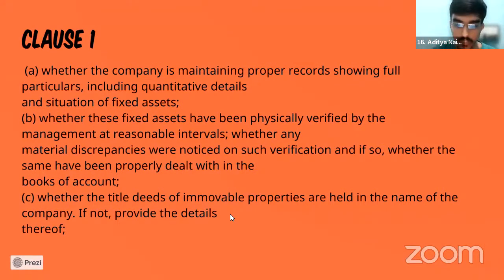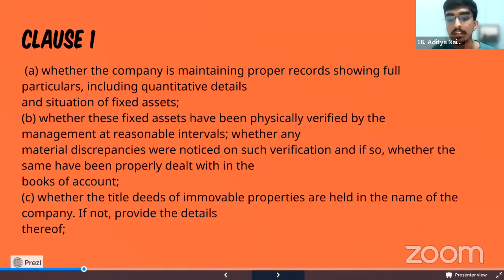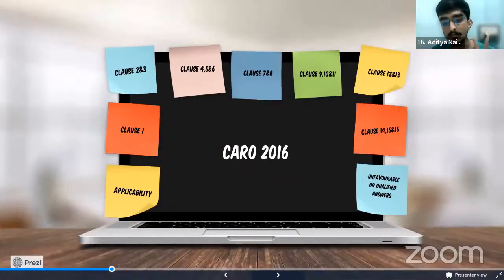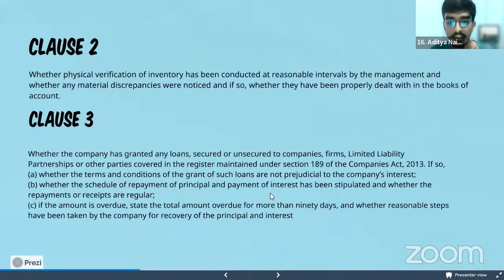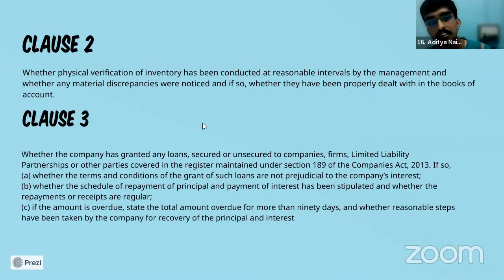The auditor has to report it. And the auditor also needs to check whether the title deeds of the immovable properties are held in the name of company. अगर नहीं है तो उसके भी details auditor को CARO 2016 के अंडर report करना पड़ेगा. Moving ahead to clause 2 and 3 on a very fast track note. So the auditor has to check whether the inventory has been conducted at reasonable intervals by the management, and if there are any material discrepancies noticed, उसको report कर दो.